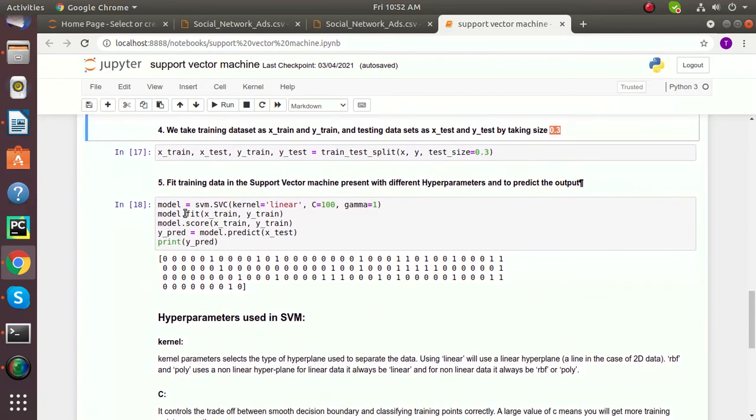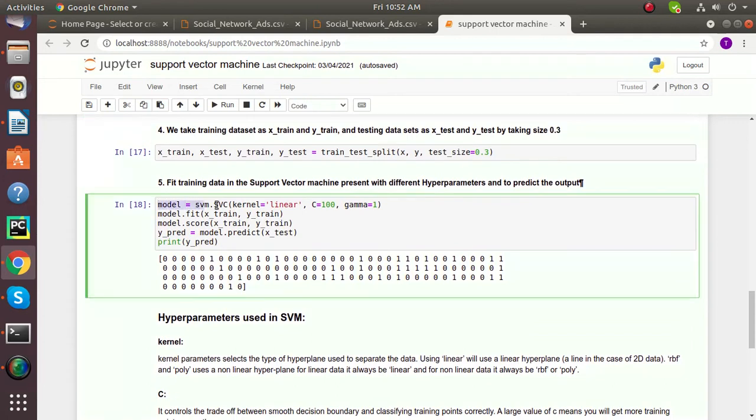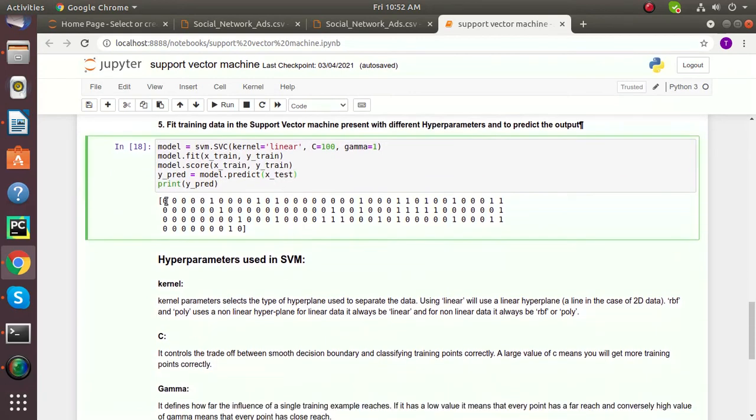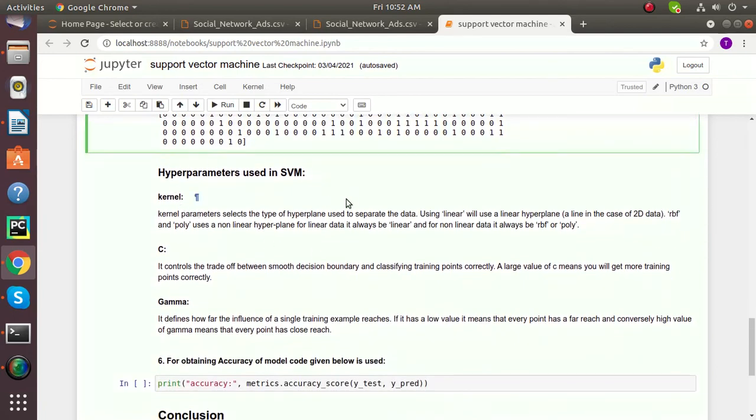Now our next step is to train our model. This is the code for making the prediction of the model, and here is the result. These results are achieved by doing this entire process. As you can see, I have used some parameters here: kernel, C, and gamma. So what are these hyperparameters that are used in SVM?